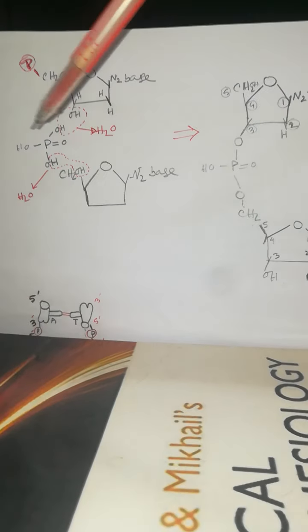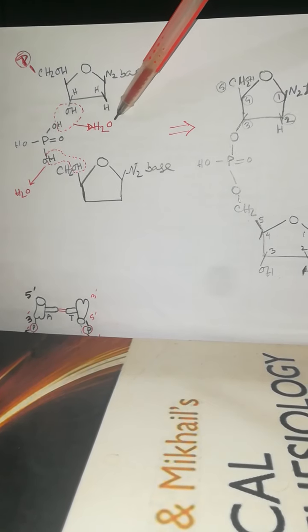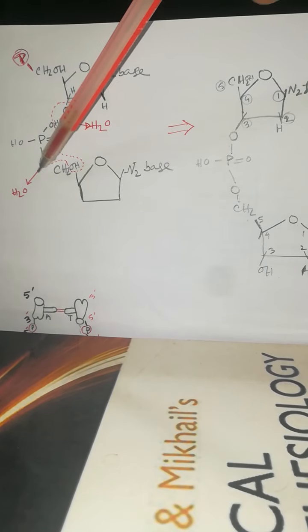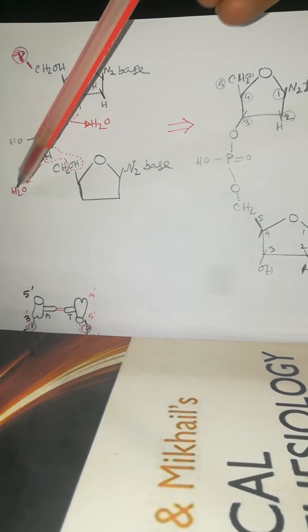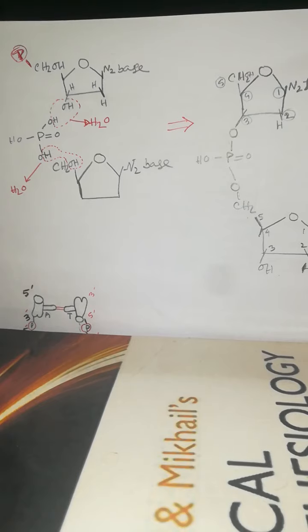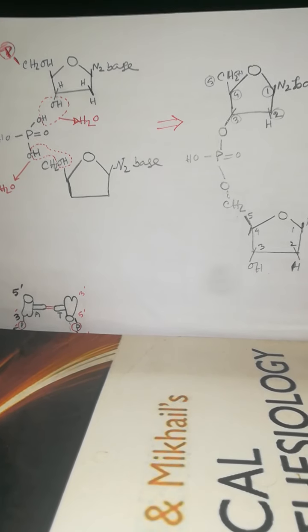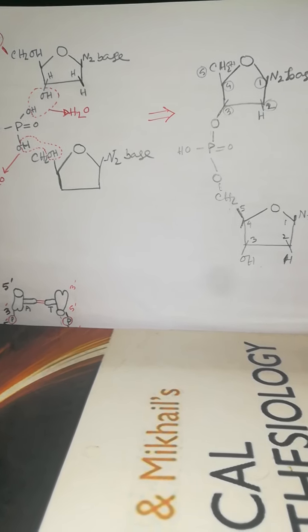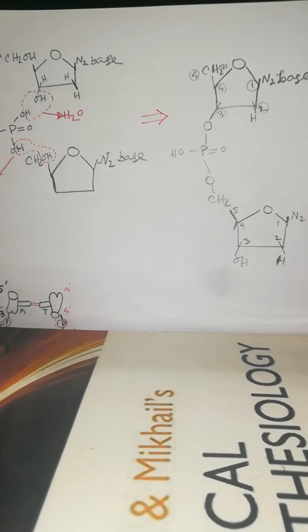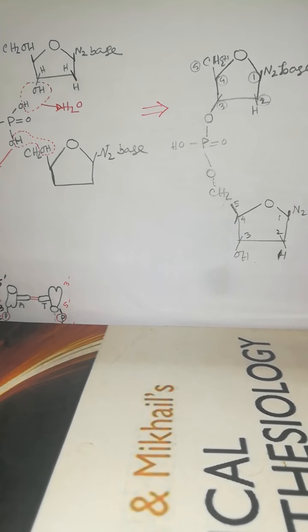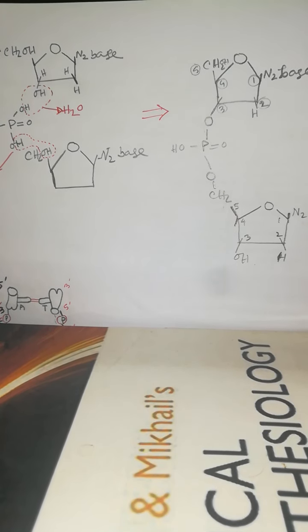Here you follow that one ester bond is formed and another ester bond is formed due to removal of water and presence of this phosphate. So phosphodiester. This is very easy. Now, next, I will discuss 5 prime to 3 prime.